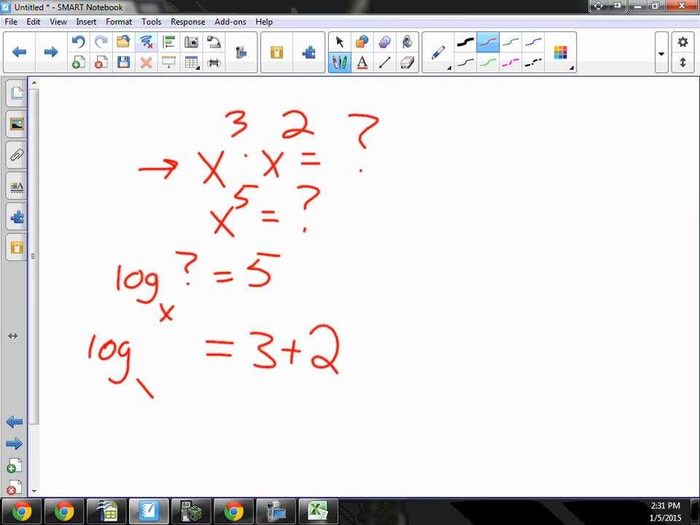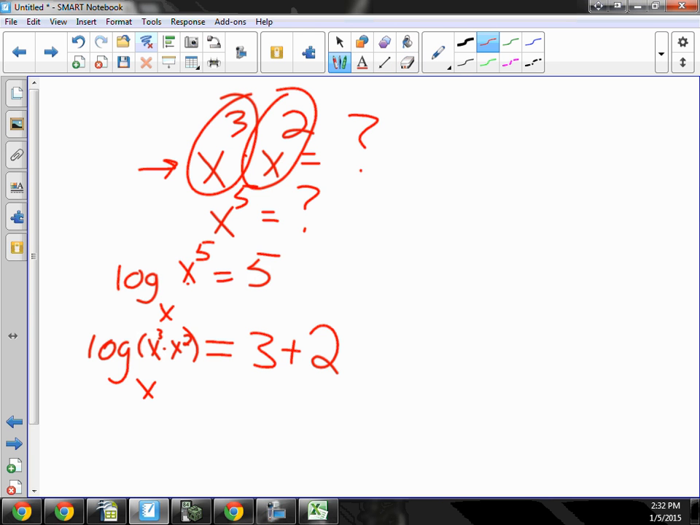So if this side was 3 plus 2, then what would go where that question mark is? What 2 numbers do you multiply together to get x to the fifth? This one and this one. X to the third times x squared. So this would actually be x to the fifth, right? I mean, we knew that. So what this is saying is, if you take something inside a logarithm and you split it into 2 multiplications, then the exponents are going to split according to addition. Does that make sense? So if this gets split into a multiplication problem, if I turn x to the fifth into x to the third times x squared, okay, then this gets split according to addition.